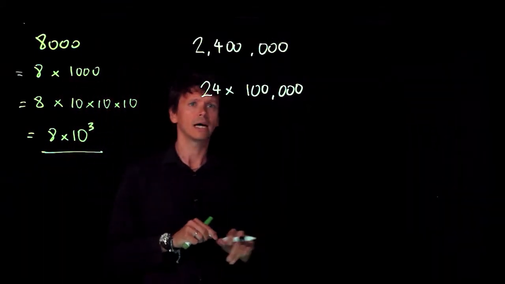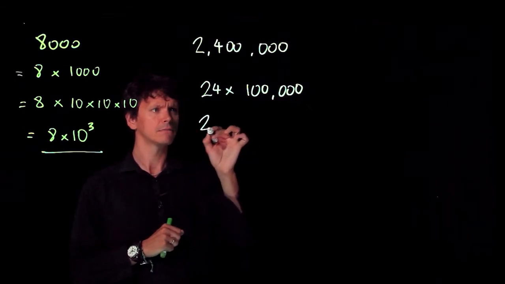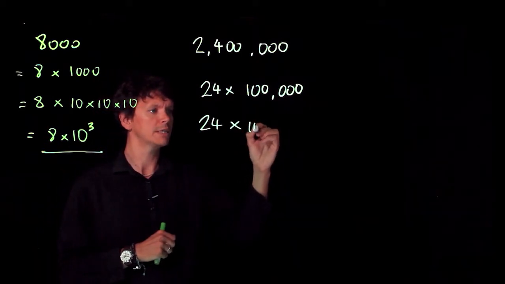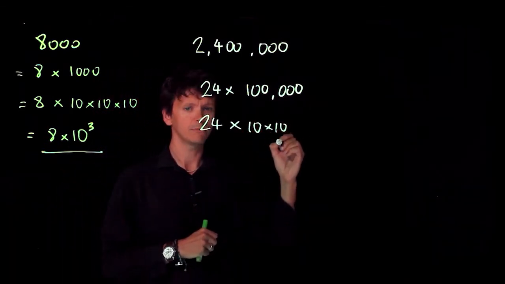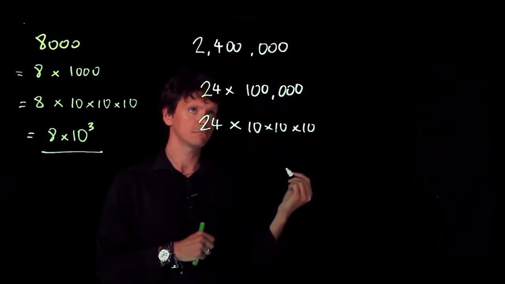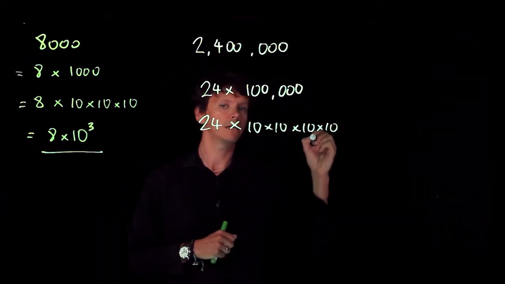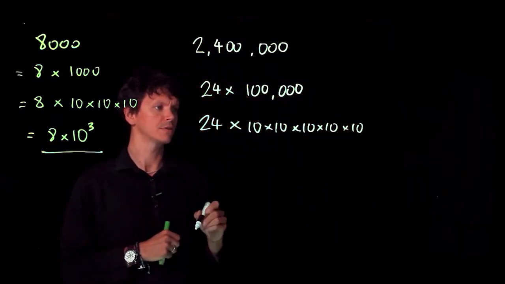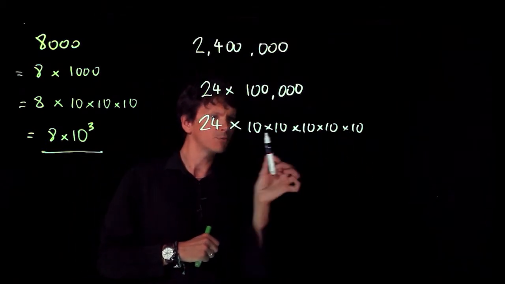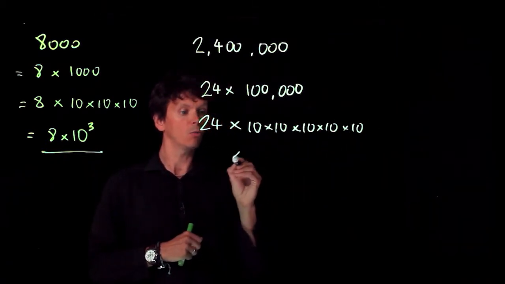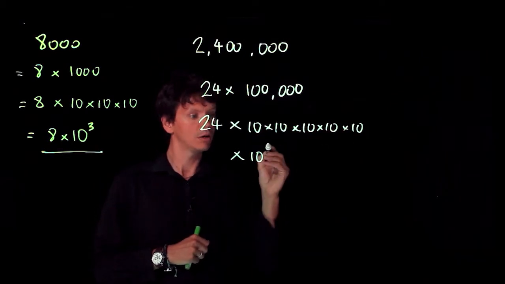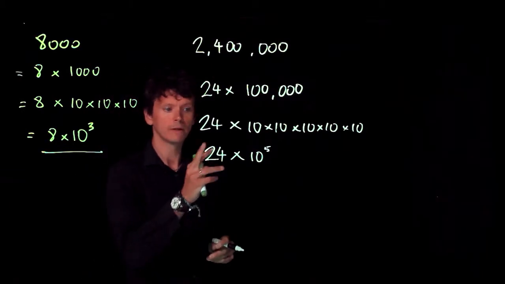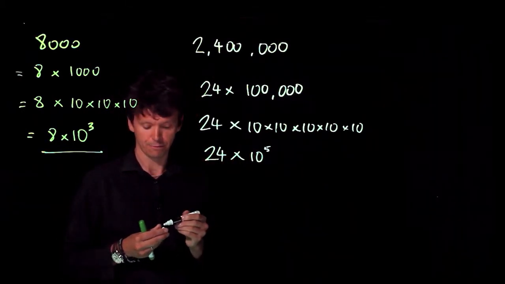Again, 100,000 we know is 10 times by 10, which is 100, times by 10, 1,000, times by 10, 10,000, times by 10 again, 100,000. And if we look at these tens at the end, we've got 10 times 10 times 10 times 10 times 10. Well, that is 10 to the power of 5. So our number is 24 times by 10 to the power of 5.